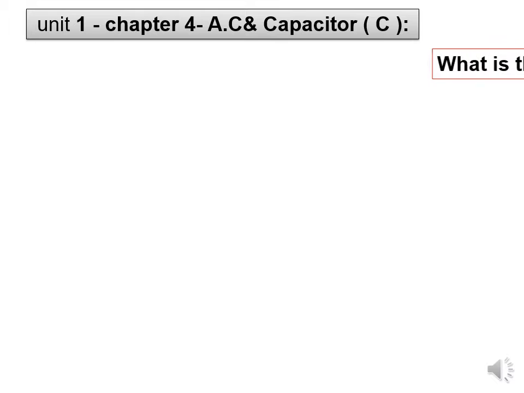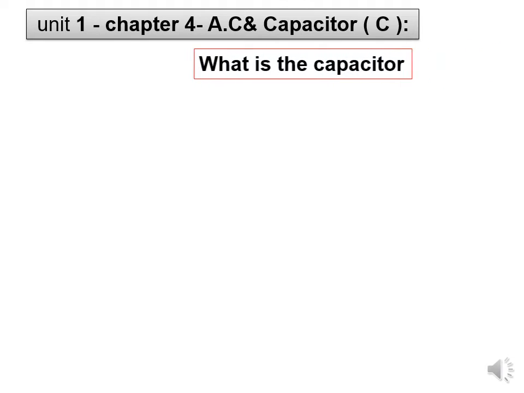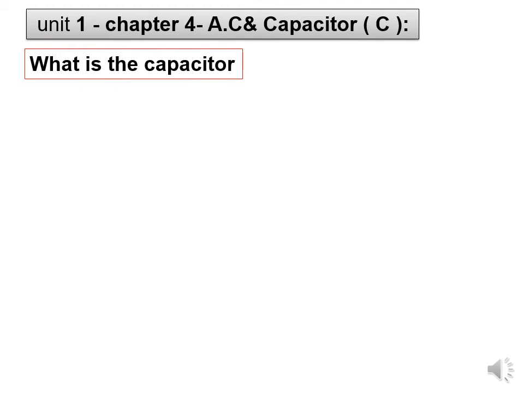الفيديو ده بيتكلم على جزء من يونت 1 chapter 4 alternating current and capacitor C. What is the capacitor? A capacitor is two metallic plates insulated from each other, used to store electrical charges.